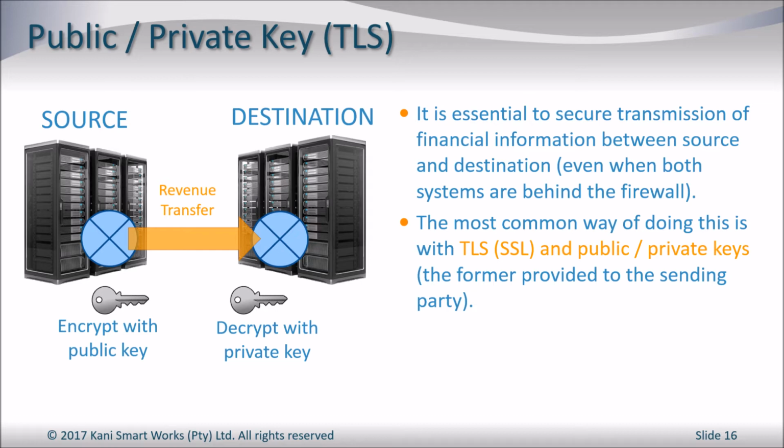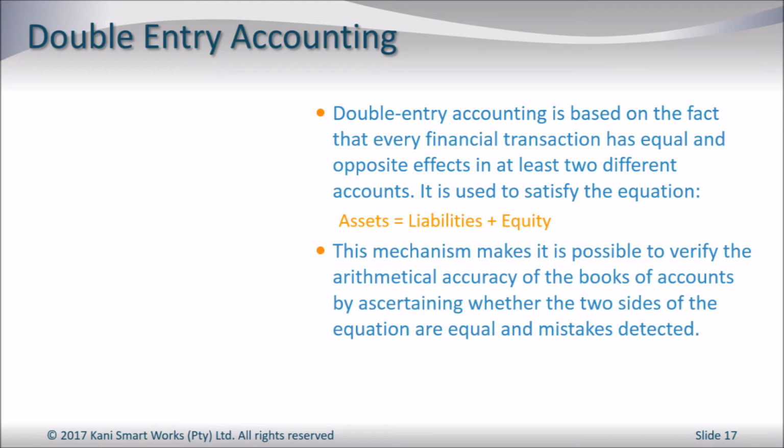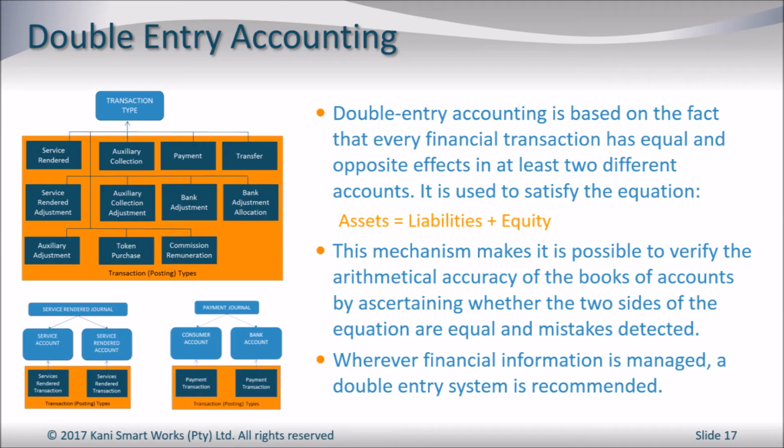Double entry accounting is based on the fact that every financial transaction has equal and opposite effects in at least two different accounts. It's used to satisfy the equation assets equals liabilities plus equity. This mechanism makes it possible to verify the arithmetical accuracy of the books of accounts by ascertaining whether the two sides of the equation are equal, and then mistakes can be detected. Wherever financial information is managed, a double entry system is recommended.